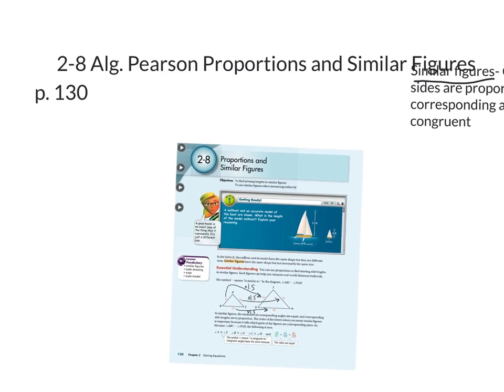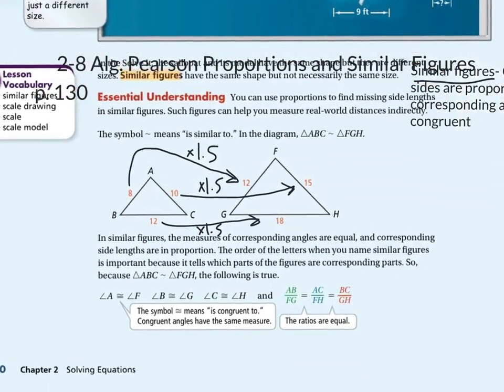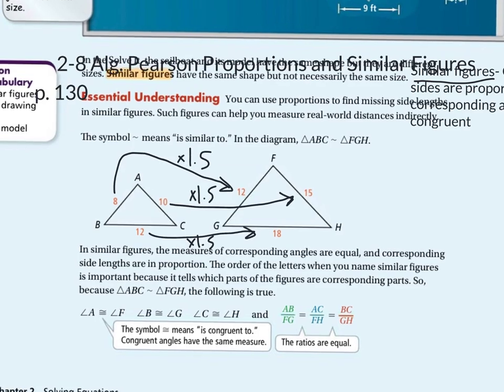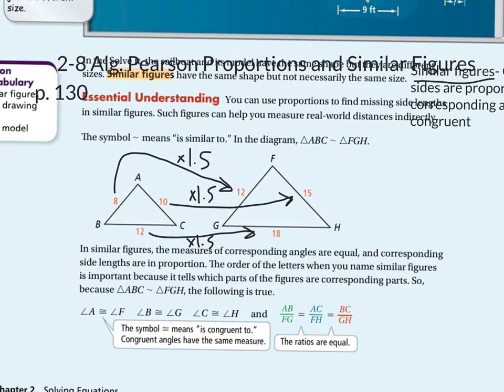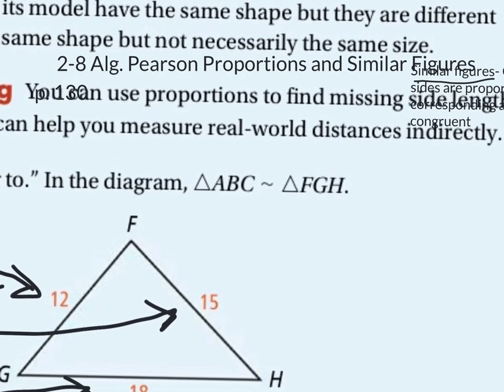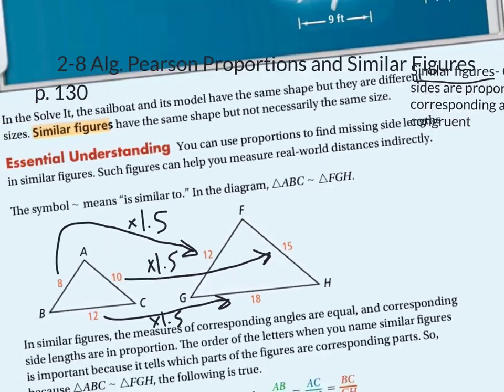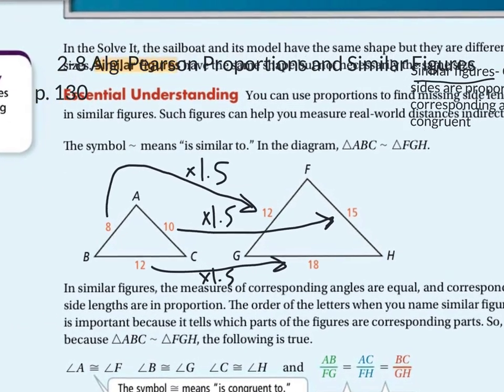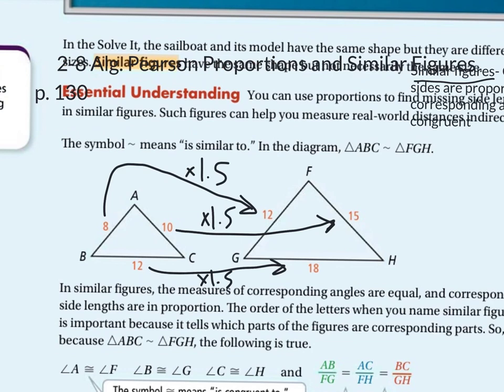So if we look at this, for example, on this triangle, these triangles are similar. There is a symbol that's used, looks like a little squiggly line, which means similar to. So in this example, we've got triangle ABC is similar to triangle FGH.